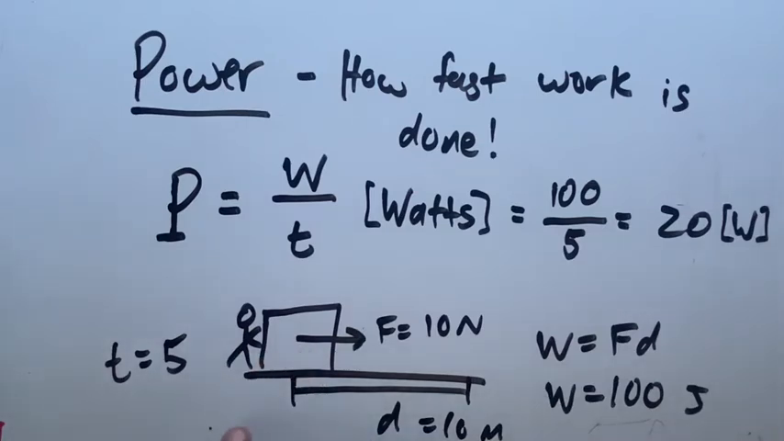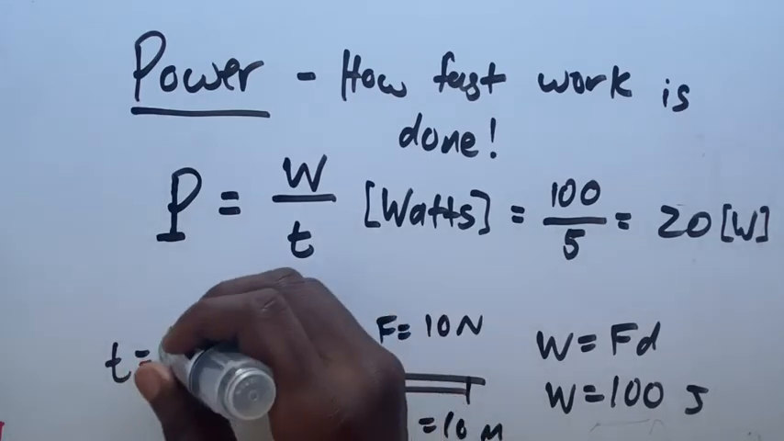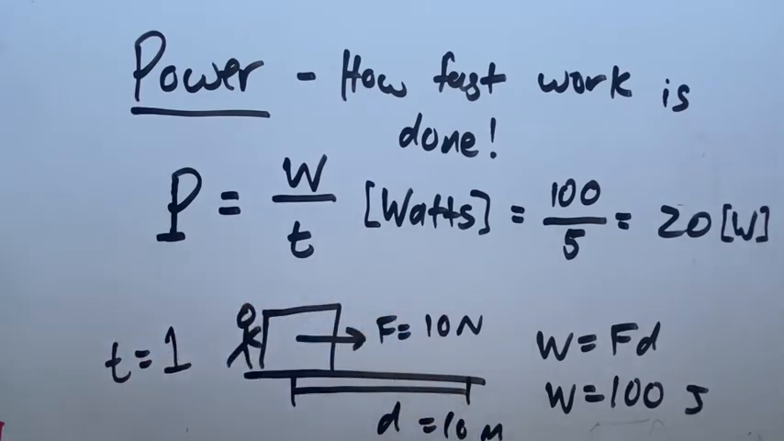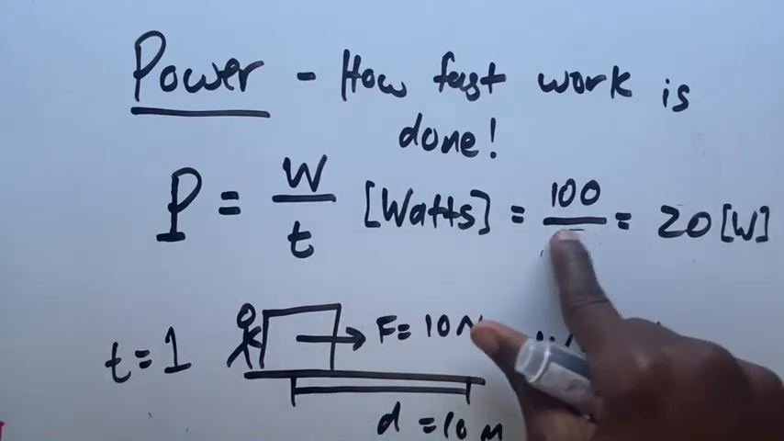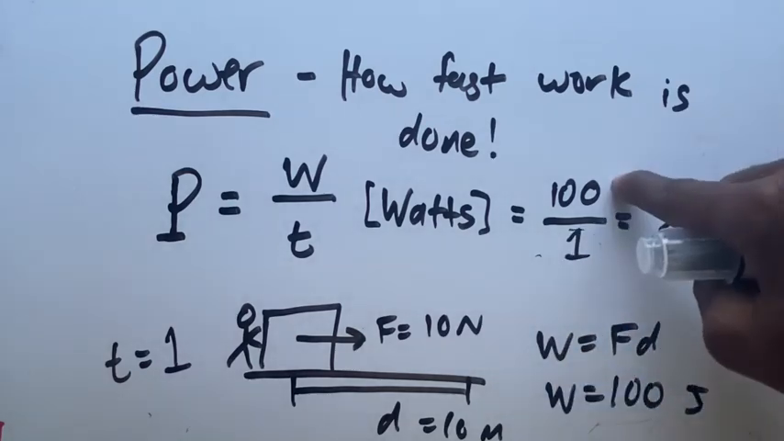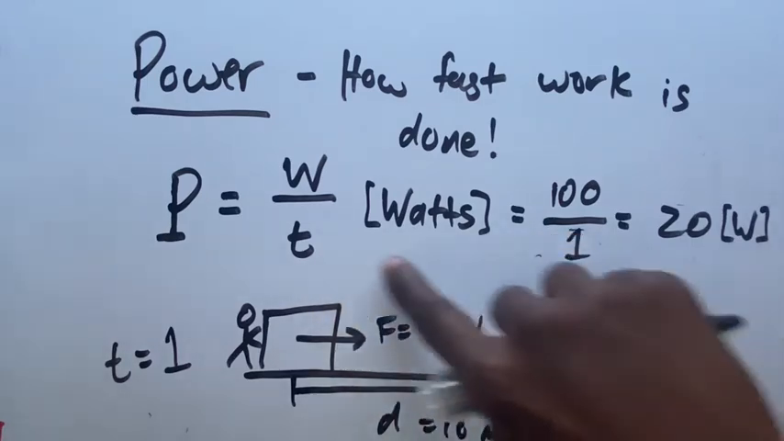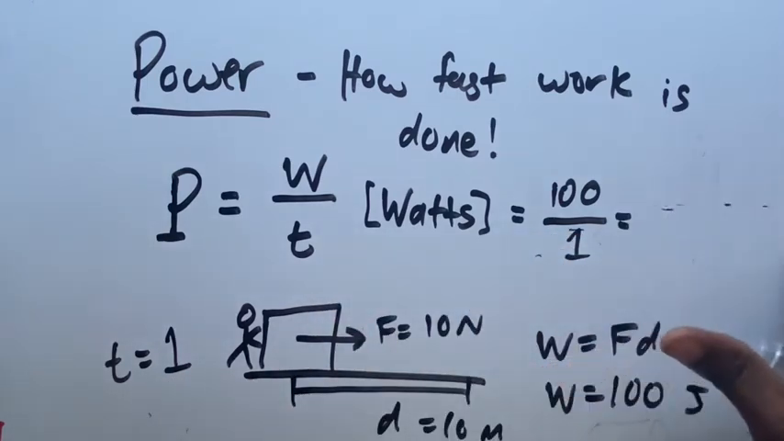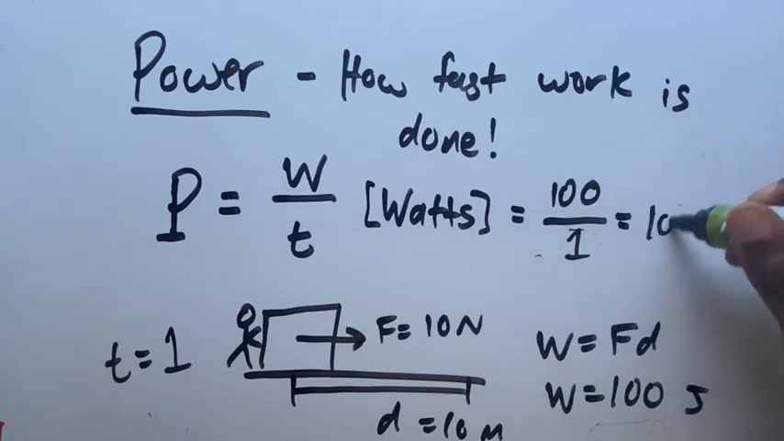So let's say somebody asks you to push this box 10 meters in 1 second instead of 5 seconds. They want you to move from there to there in 1 second. Applying that same force, the power required to push this box this distance in 1 second would be 100, because that's the work, right? So 100 divided by 1, which is the time. So the power required is going to be 100 watts.